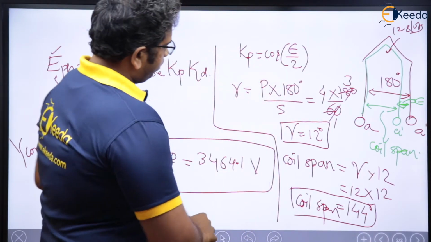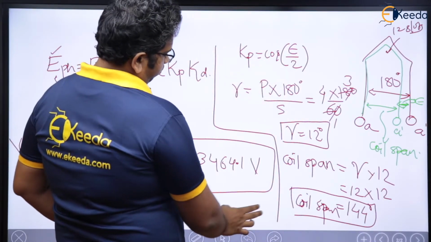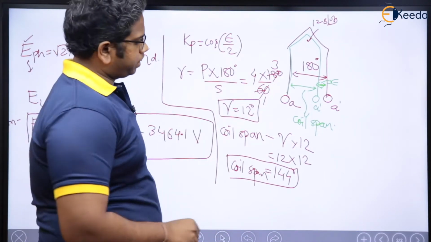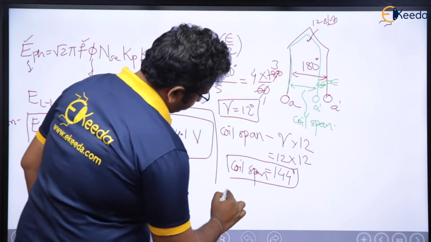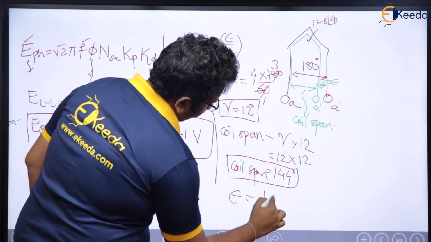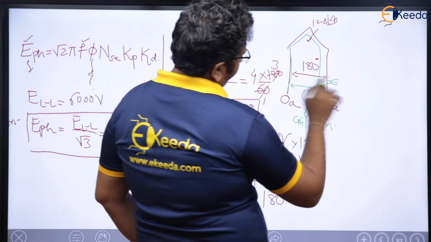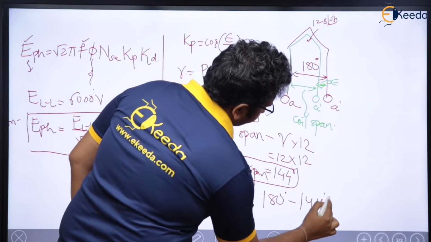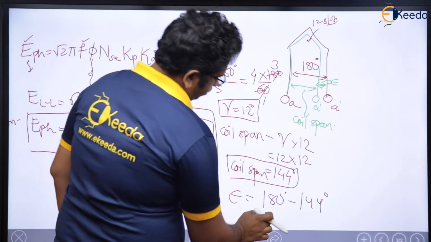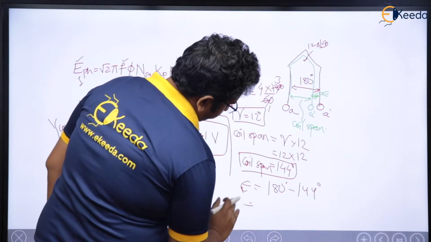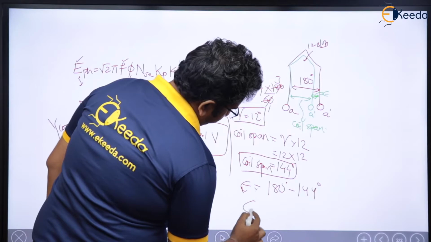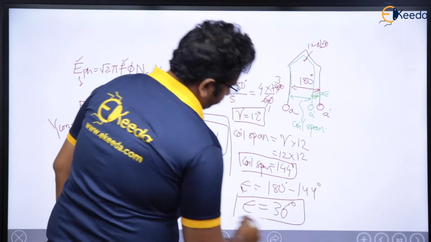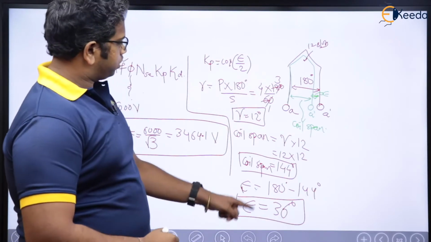Right? But we don't want the coil span, we want the short pitching angle. Short pitching angle, epsilon, is going to be 180 degrees, full pitch, minus the coil span of 144 degrees. So this is going to be 36. Epsilon is going to be 36 degrees. So just place it there.